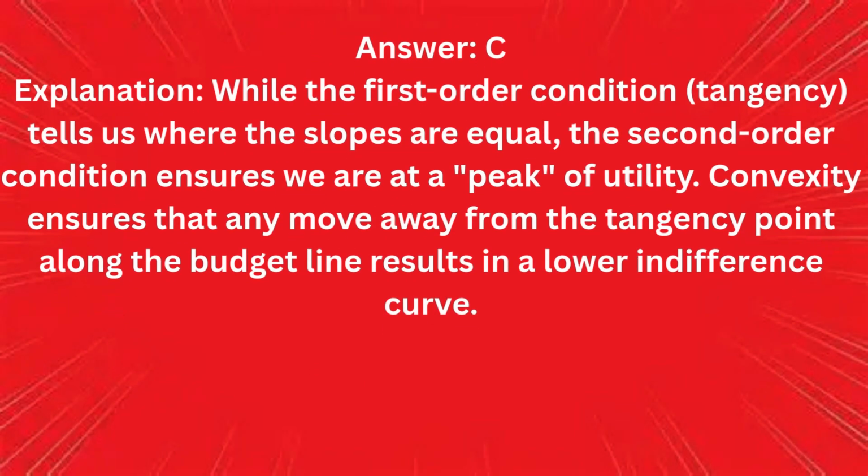Answer, C. While the first-order condition, tangency, tells us where the slopes of the budget line and IC are equal, the second-order condition ensures we are at a peak of utility rather than a valley. Convexity ensures that any move away from the tangency point along the budget line results in a lower indifference curve, confirming a unique maximum. Question 14.